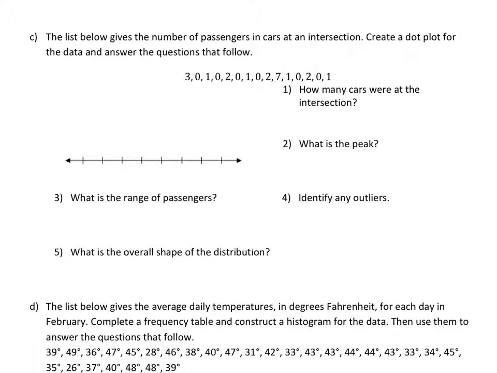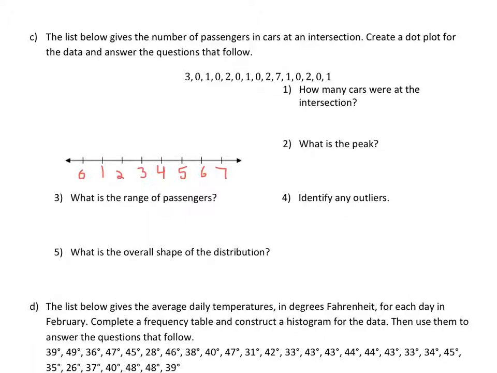To make a dot plot, first it's on a number line. Well, it looks like we've got numbers from 0 all the way to 7. So let's go ahead and number our number line 0 to 7. And what we're going to do here, I like to use X's, but you can use dots. We're going to plot them as we go.